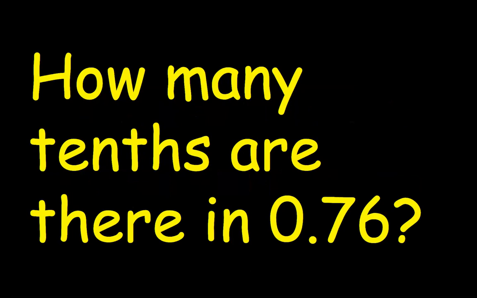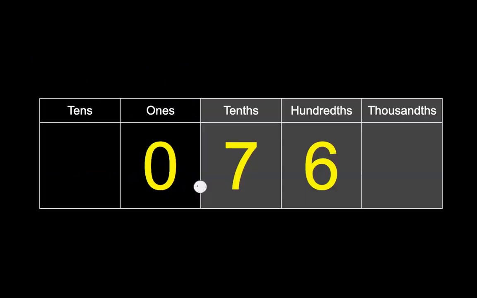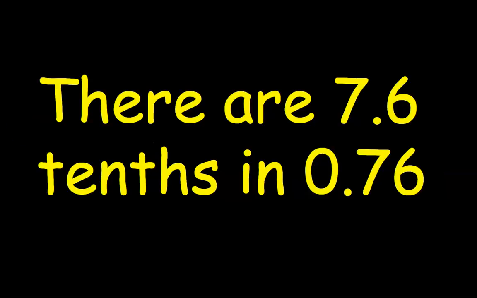How many tenths are there in 0.76? There it is, 0.76. Well, there are 7 whole tenths there. There are 6 hundredths or 6 tenths of a tenth there, which is how many tenths are there in 0.76? The answer is there are 7.6 tenths in 0.76.